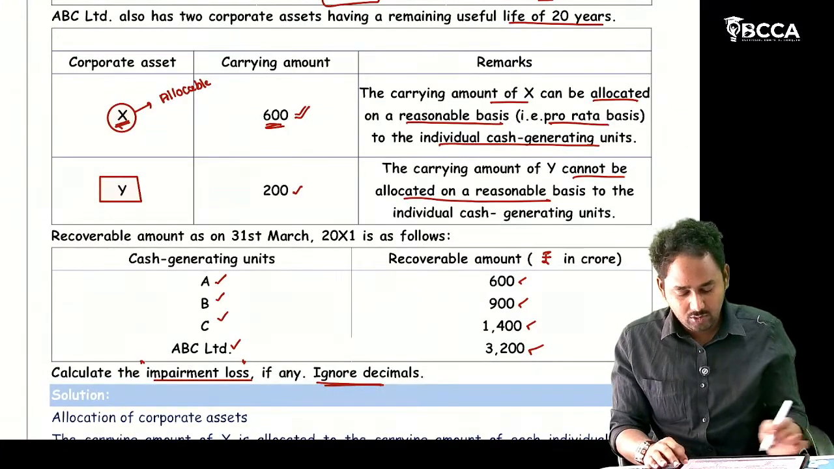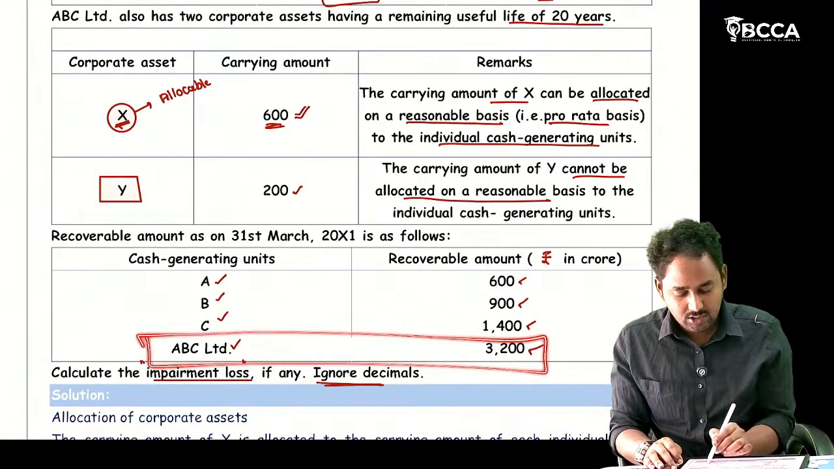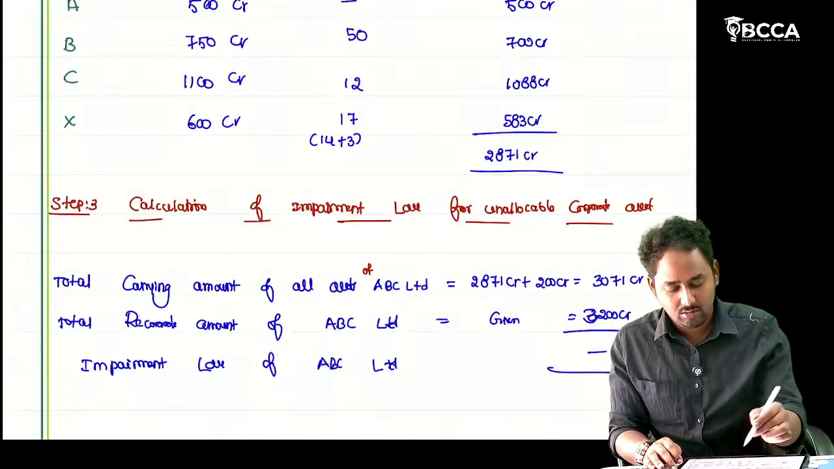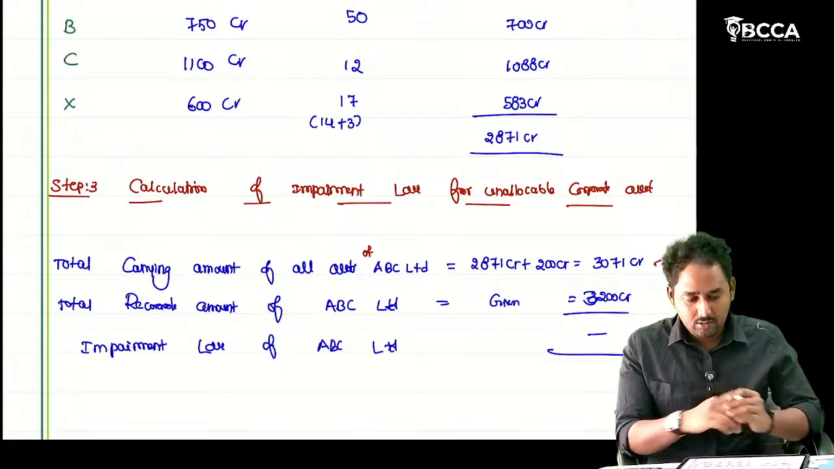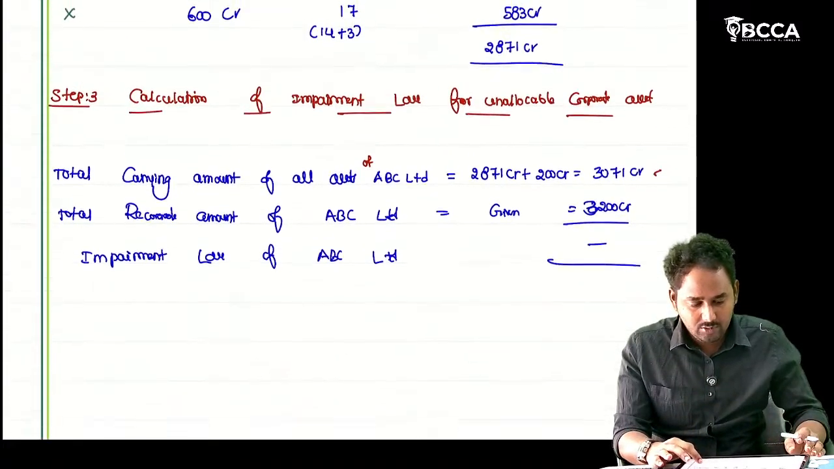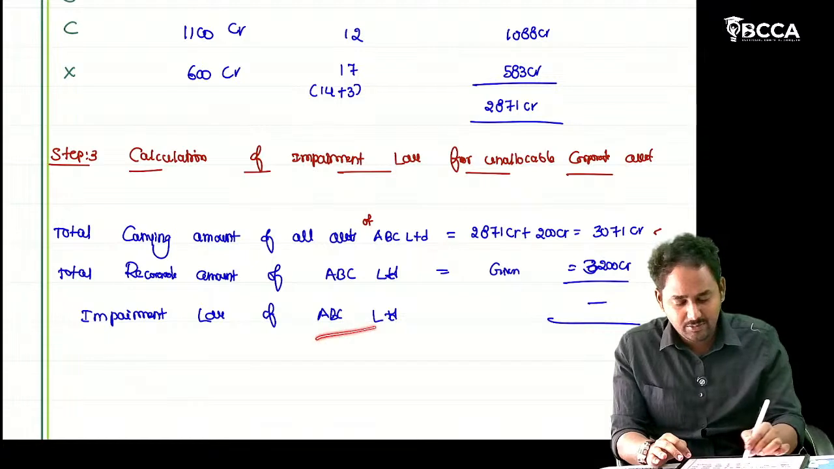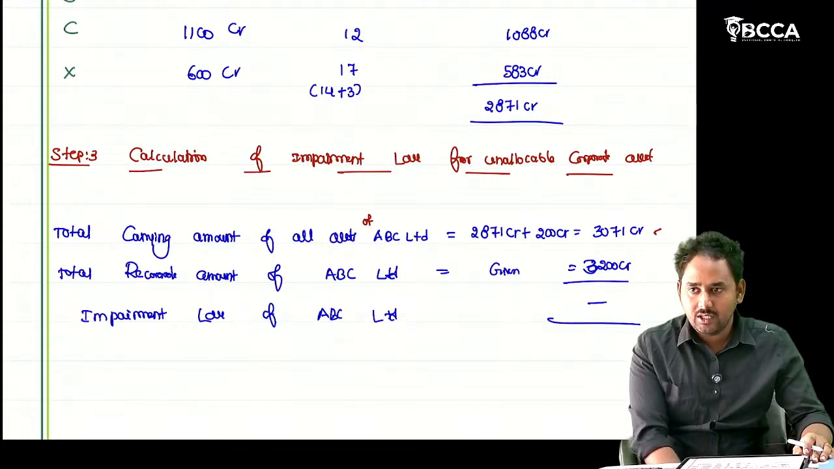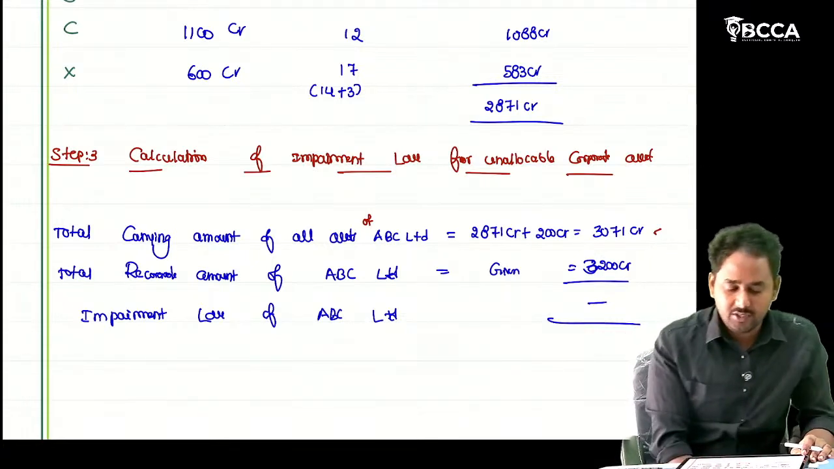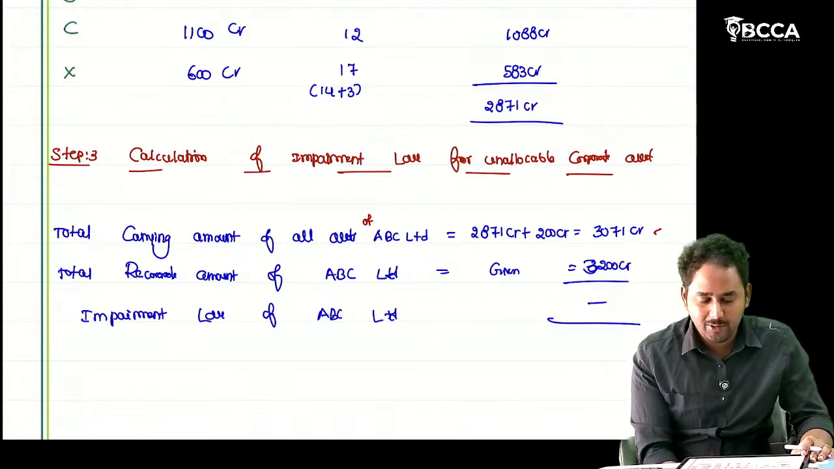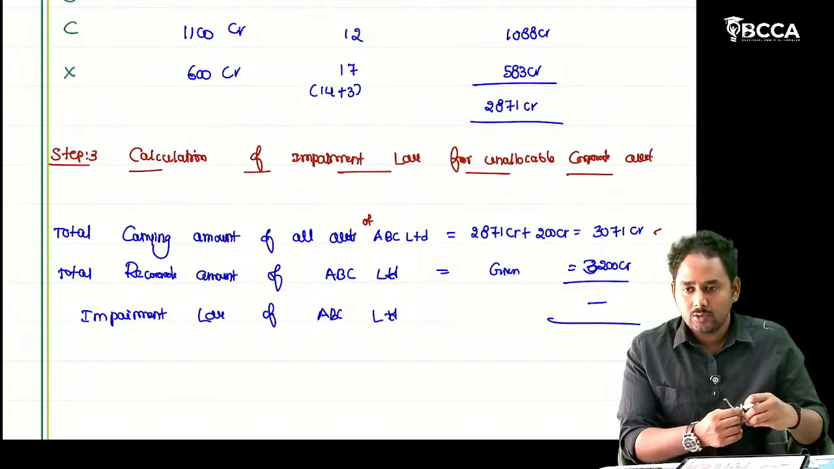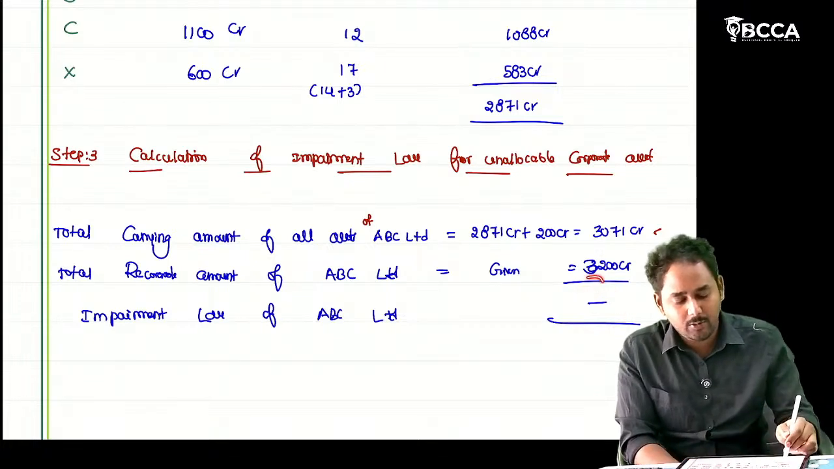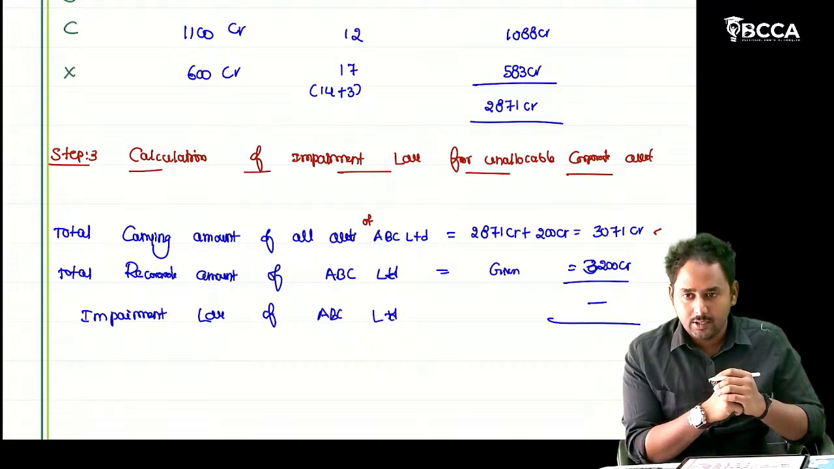Then what is the total recoverable amount of ABC Limited? 3200. So what is the impairment loss of ABC Limited? There is no impairment loss to be provided for the organization as a whole. So we can stop the problem here itself. There is no need to provide the impairment loss for the whole organization.